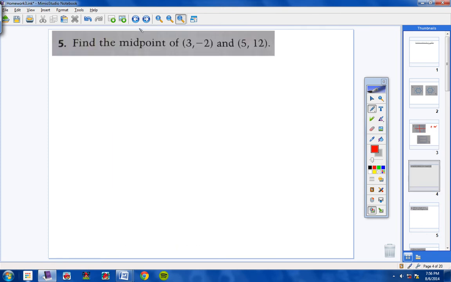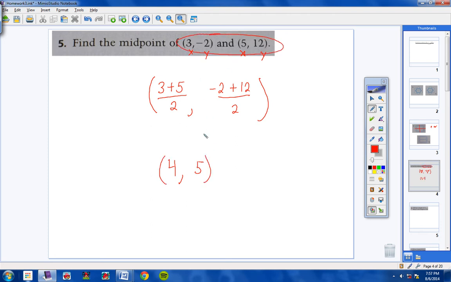Okay, moving on. The next number I want you to do is number 5, and number 5 simply says find the midpoint between these 2 points. So I'm going to go very quickly. The formula is x plus x, that's 3 plus 5, divided by 2, comma, and the formula also says y plus y divided by 2. This is your x, this is your y, this is your x, this is your y. Well, over here in this fraction, 3 plus 5 is 8, 8 divided by 2 is 4. Over here, negative 2 plus 12 is 10, 10 divided by 2 is 5. So the midpoint that lies right in between these 2 points is 4, 5.